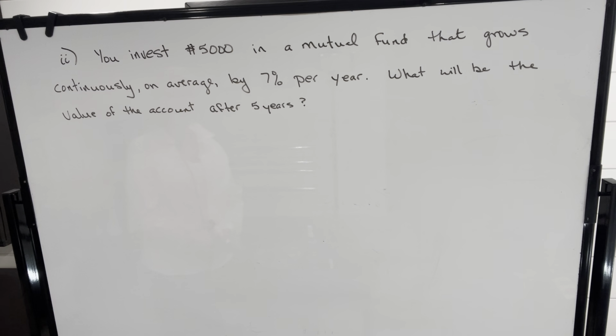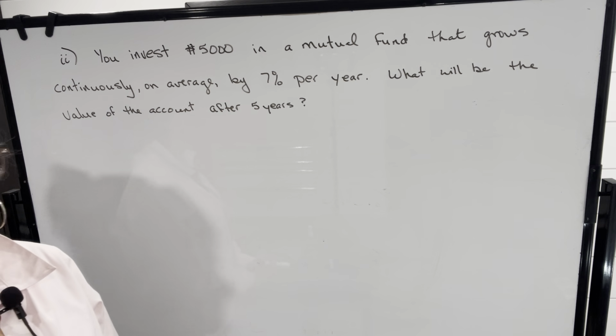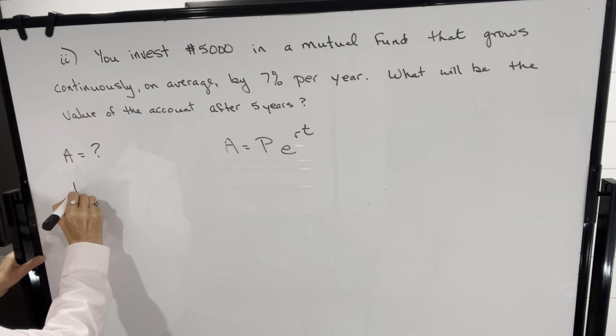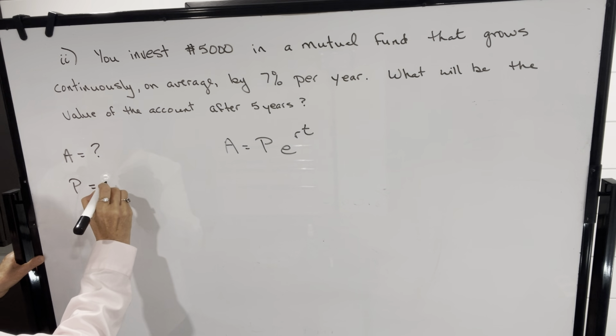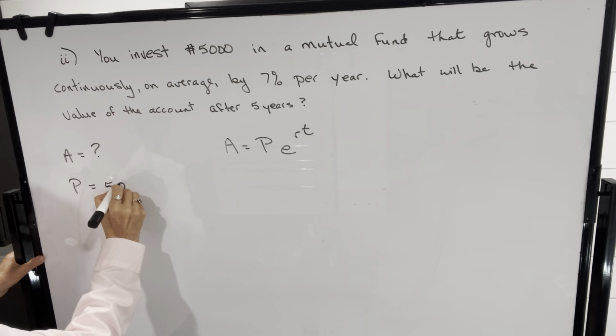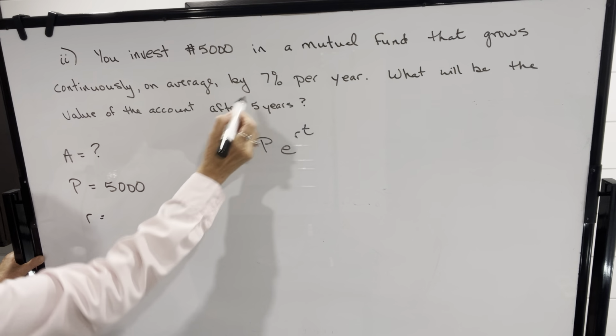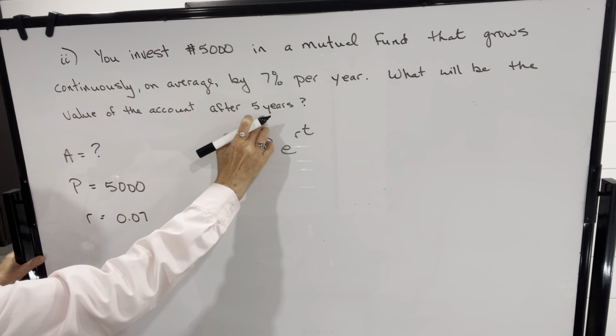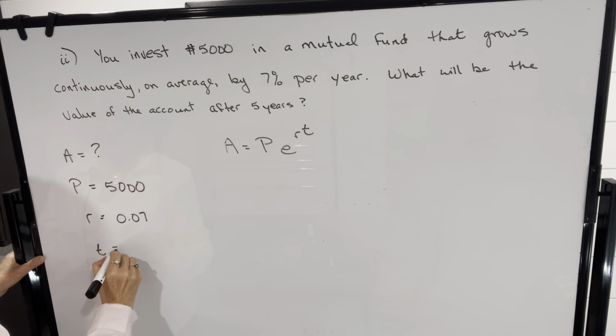So let's use this formula and answer some typical questions that you may see regarding continuous compounding. Question says you invest $5,000 in a mutual fund that grows continuously on average by 7% per year. What will be the value of the account after 5 years? So in this case, we're finding future value. We know present value or principal is $5,000. We know the annual interest rate is 7%. We'll write that as a decimal. And we know the time in years is 5.